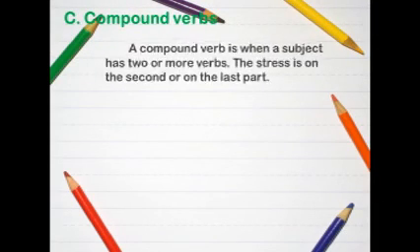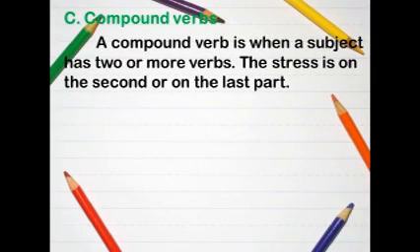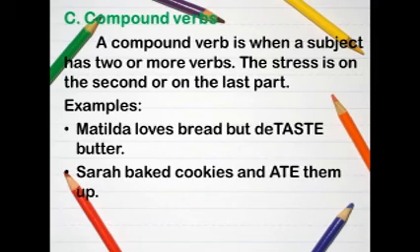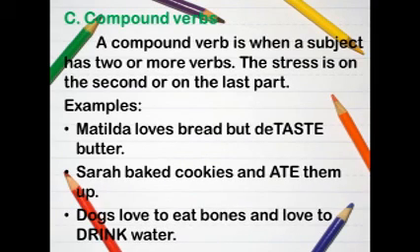Compound verbs. A compound verb is when a subject has two or more verbs. The stress is on the second or on the last part. Here are the examples. Matilda loves bread but detests butter. Sarah baked cookies and ate them up. Dogs love to eat bones and love to drink water.